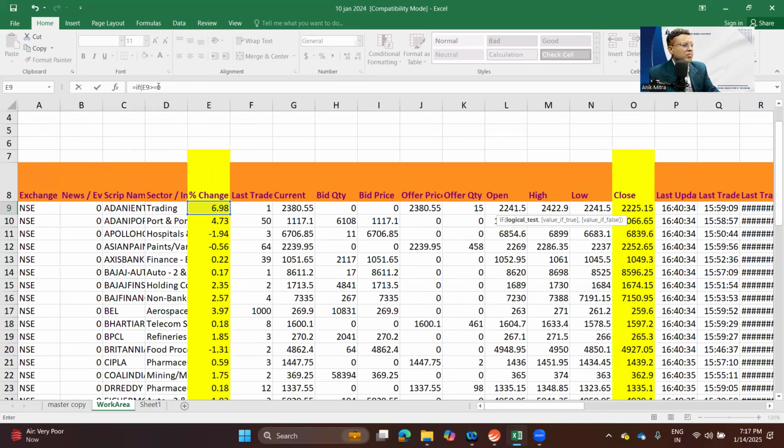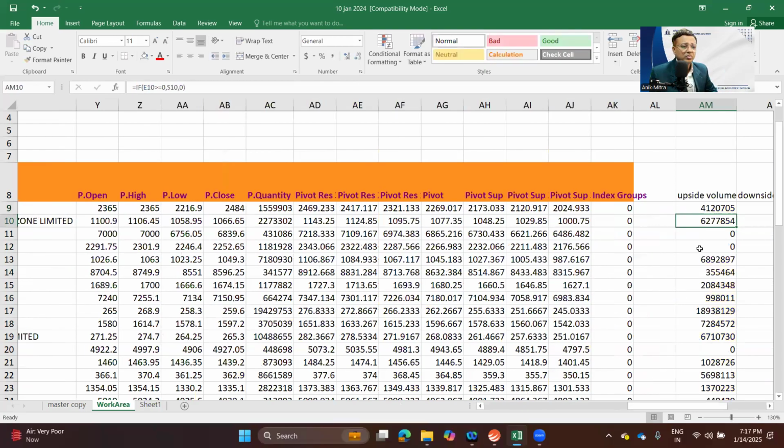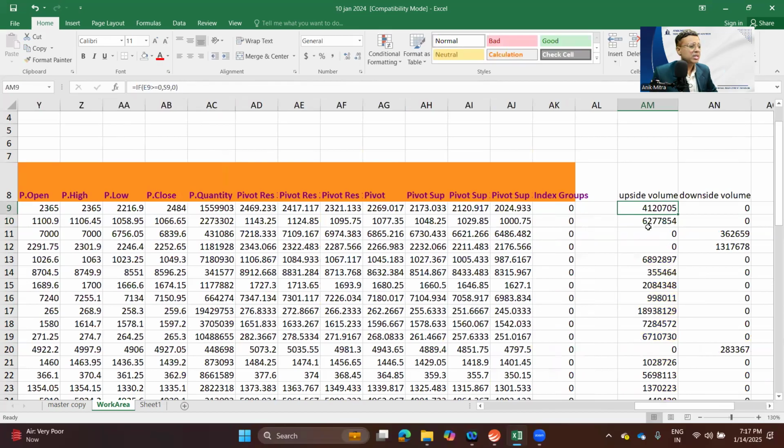if this percentage change column is positive or 0, then I'm capturing this quantity as upside quantity, right? Else, comma 0. Okay, so this is the formula. It is getting reflected here. Just drag down, nothing else.